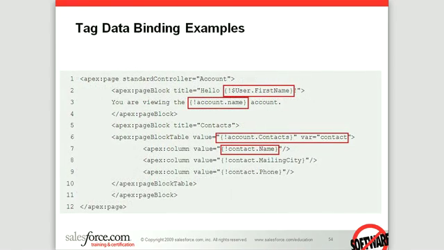All right, here are some binding examples. Here we're saying hello, Chris, or different in your case. And then here we're viewing this, which is associated with the standard controller for an account. I'll show you the page block table later, but here we're referring to a related list of contacts from the account. We're setting up a temporary var which represents each contact, and then we're displaying the name, the mailing city, and the phone. These are all examples of data binding.